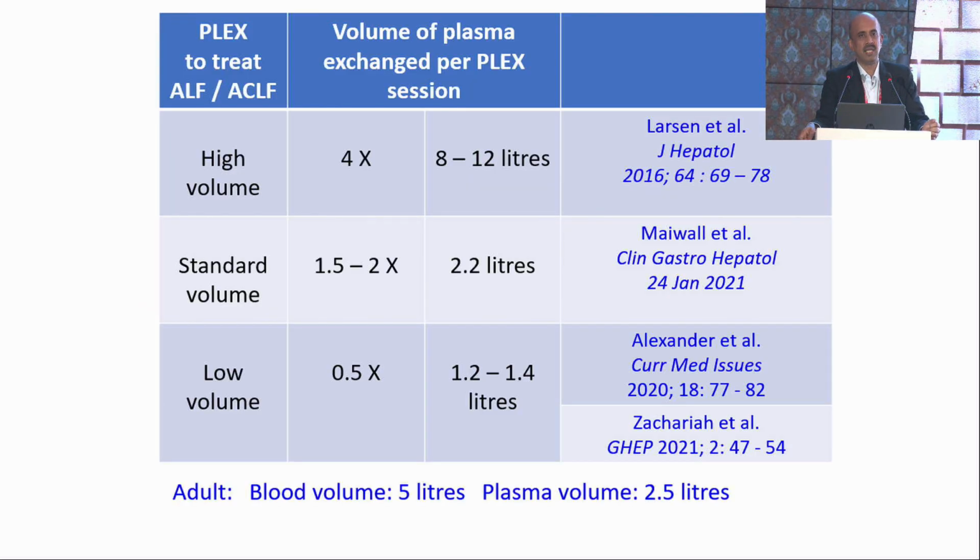Now for liver failure, there are different volumes of plasma which can be exchanged per session. In what's given at the bottom, in an adult, we all have 5 liters of blood volume in the body. Half of that is plasma. Let's say it's 2.5 liters. So the 3 different volumes which have been used are, one is high volume, which is 4 times the plasma exchanged per day.